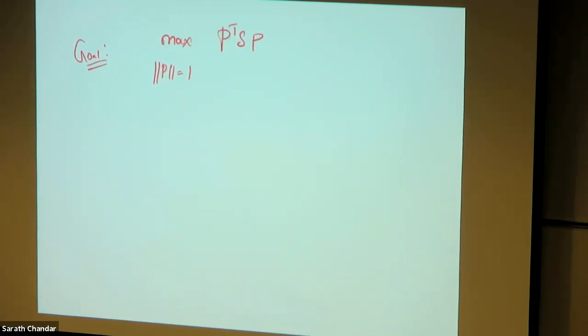Now, another way to reformulate this is without the constraint. If it is unconstrained, it is easy to optimize. So I can remove this constraint by saying: maximize, for any P not equal to 0, P transpose S P divided by P transpose P. I'm just normalizing it so that the constraint is taken care of. Is that clear?